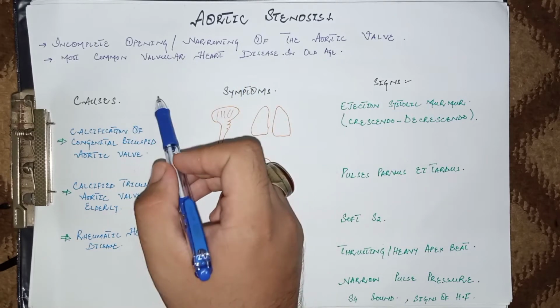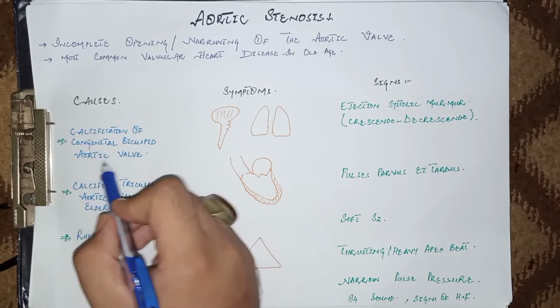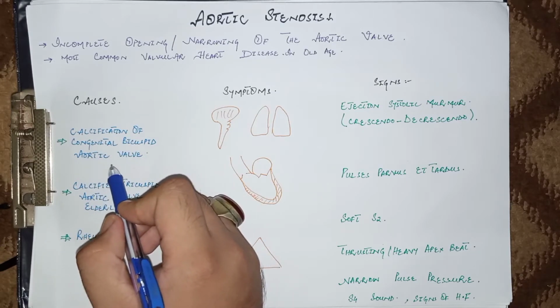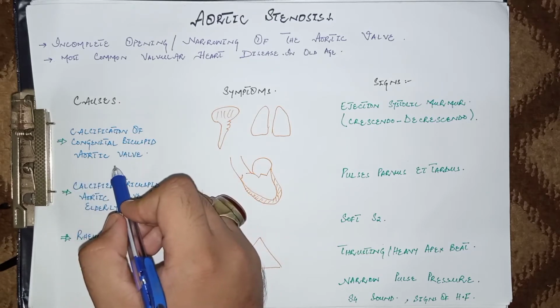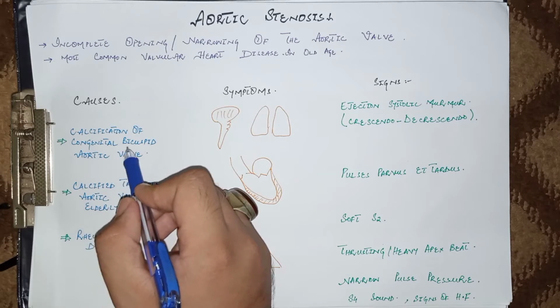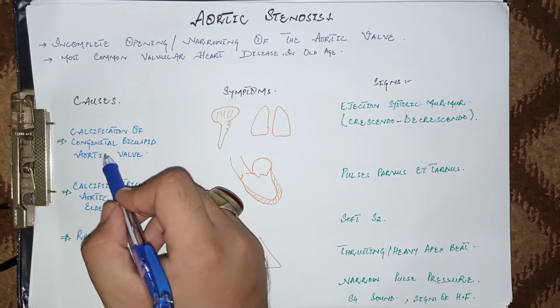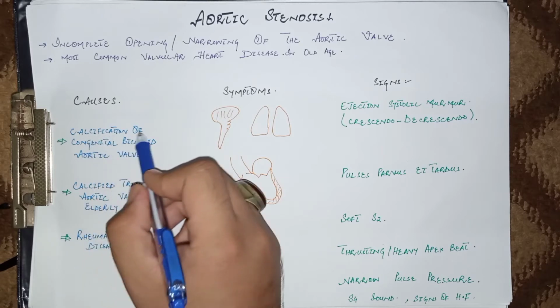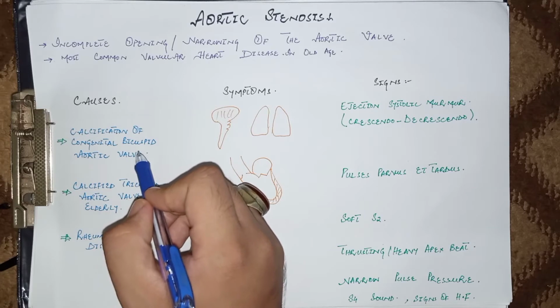Now come to its causes. Causes include the calcification of a congenital bicuspid aortic valve. Normally the aortic valve in healthy individuals is tricuspid. There are three cusps of the aortic valve, but in some individuals there is a bicuspid aortic valve. There are two cusps and these are calcified at later stages. So calcification of a congenital bicuspid aortic valve is one of the causes of aortic stenosis.